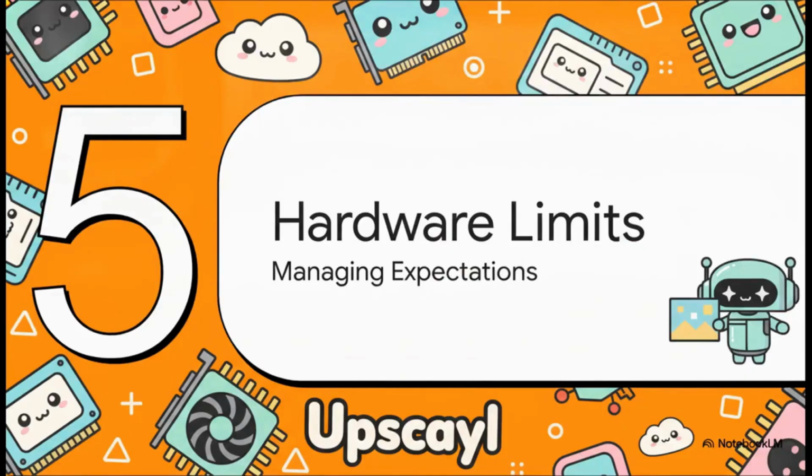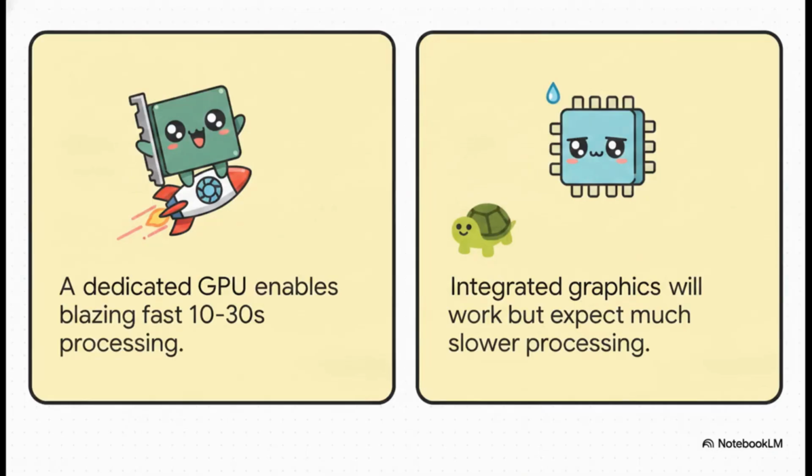Section 5. Hardware needs and limits. Managing expectations. To make sure you aren't disappointed, we do need to acknowledge that Upscale is doing some seriously heavy computational lifting here. Because it processes locally using the NCN Vulkan backend, your computer's graphics card is doing all the heavy lifting. Having a dedicated GPU like a modern NVIDIA or AMD card is highly recommended. With a dedicated card, a standard photo upscales in a blazing fast 10 to 30 seconds.